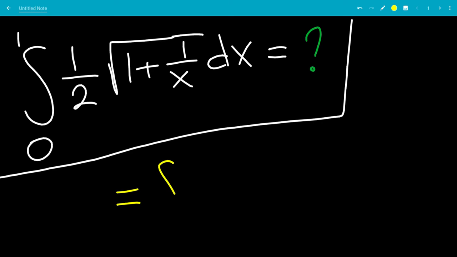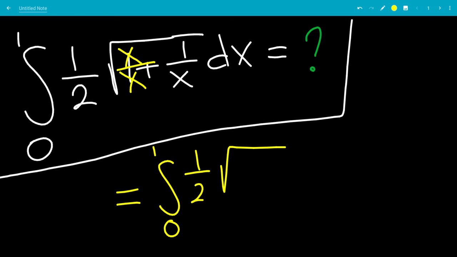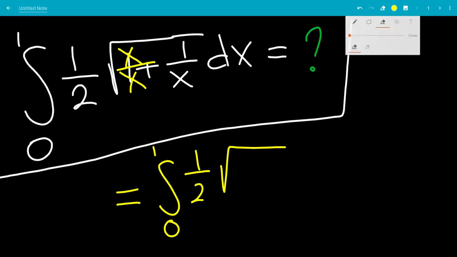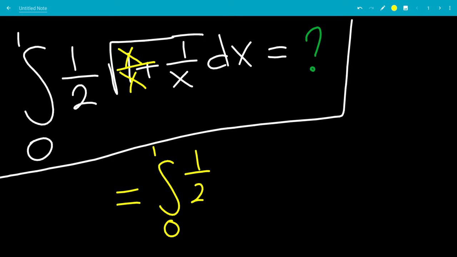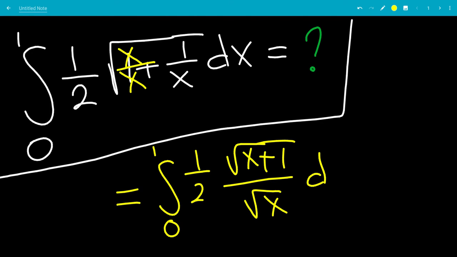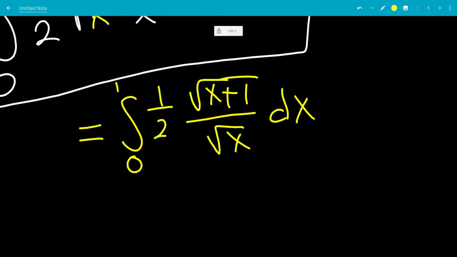Okay, we can write this as the integral from 0 to 1 of 1/2 times the square root. Okay, so 1 can be written as x over x. So we can have a common denominator of x, and we can split the square root. So we have the square root of x plus 1 all over the square root of x. Okay, good. Now we can do a trig substitution.